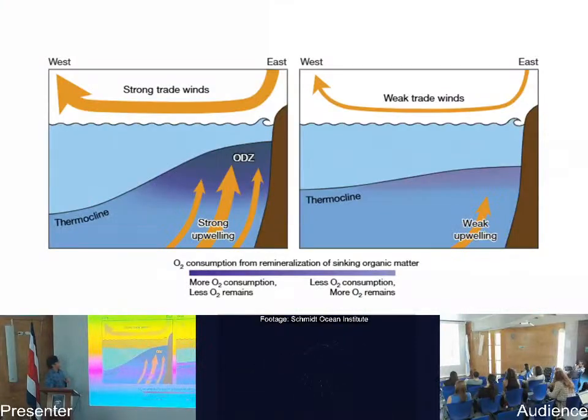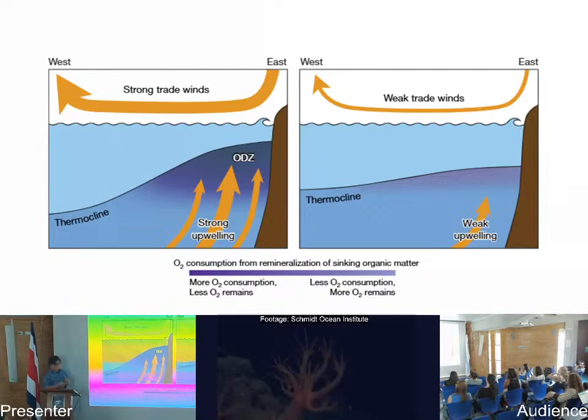And this is just to show how the oxygen minimum zone works. When we have strong winds, we have a strong upwelling, and this provokes a strong oxygen minimum zone. And when the winds are weaker, the oxygen minimum zone weakens.